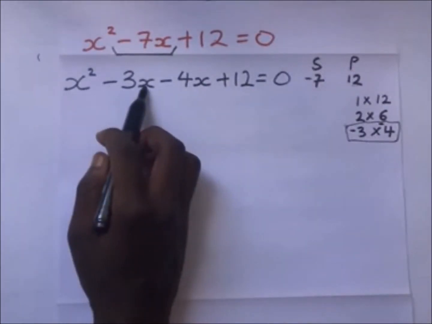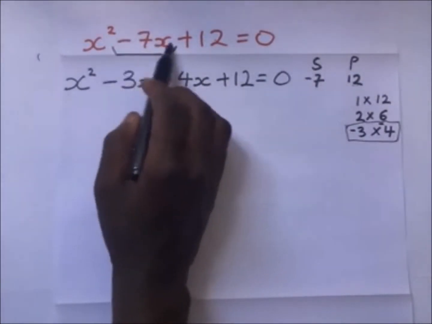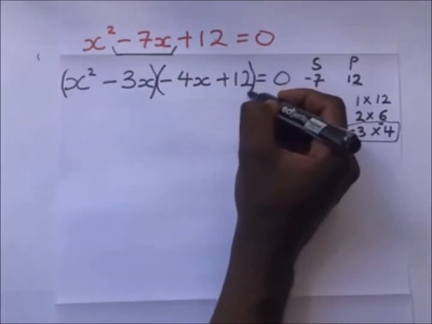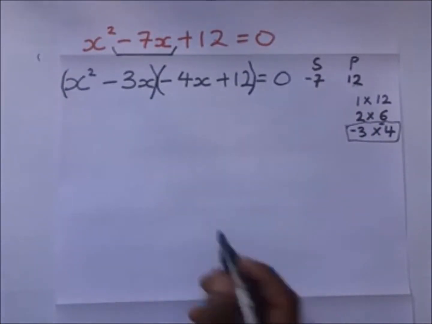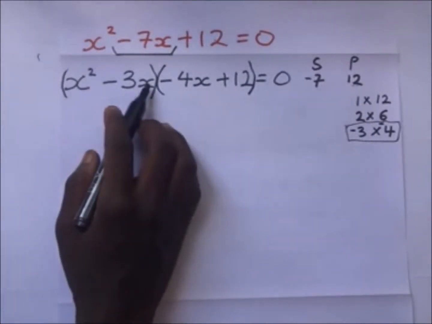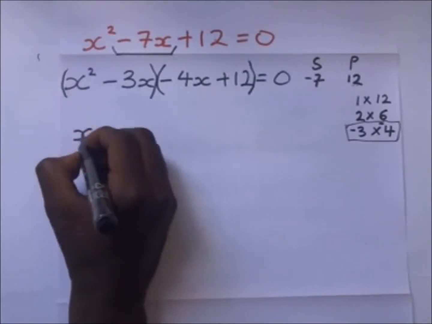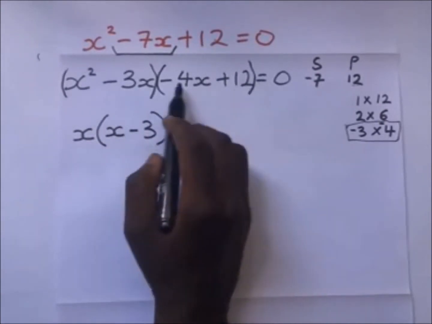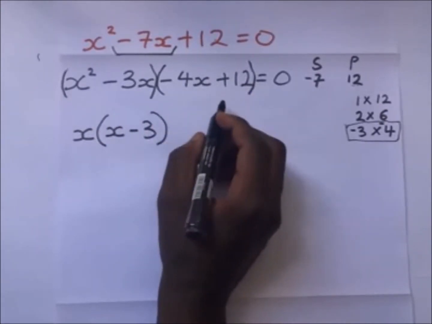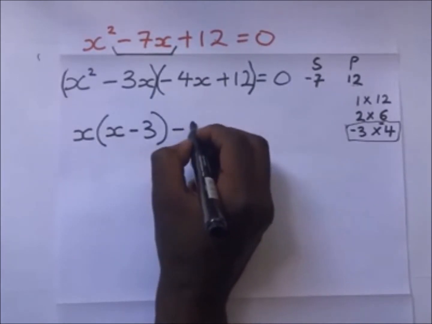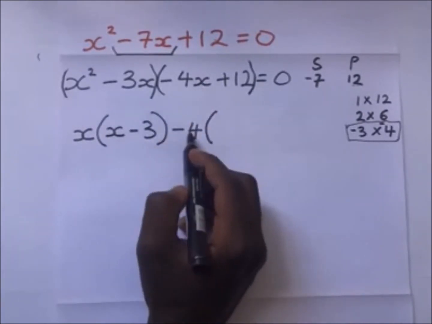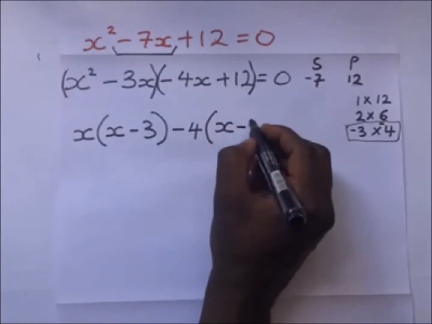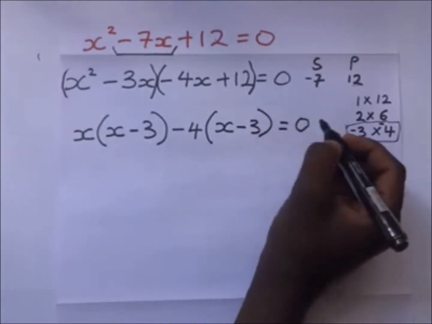You realize that negative 3x minus 4x is giving us negative 7x. So we put these in brackets. So our next step, we go ahead and factorize. The common factor here between x squared and 3x is x, so we put x outside the brackets into x minus 3. Then here the common term is negative 4. So we put negative 4 outside the brackets into negative 4x divided by negative 4 is giving us x. Then 12 divided by negative 4 is minus 3, is equal to 0.